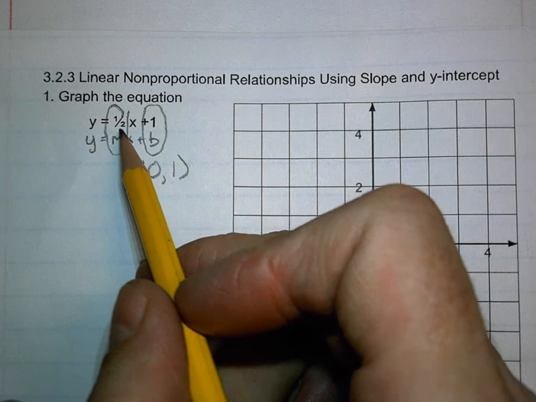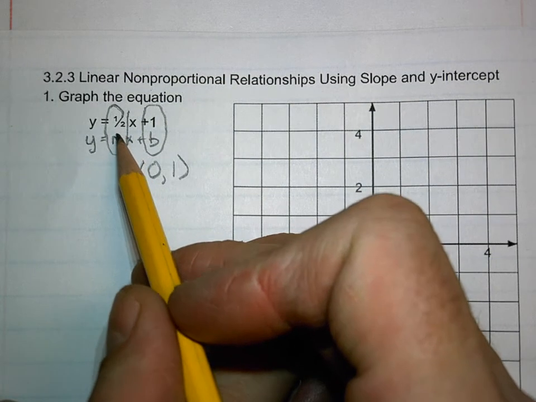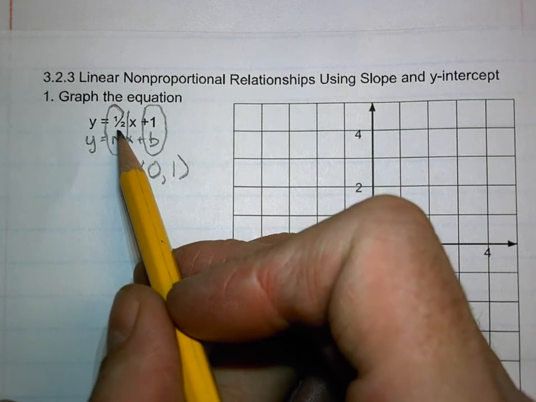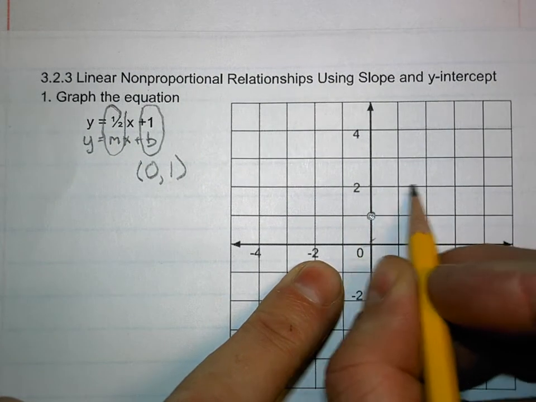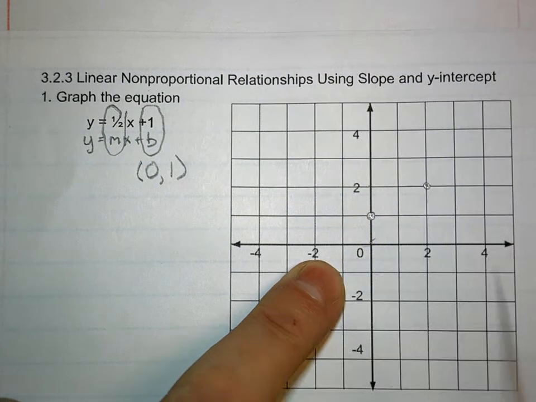So, now this one's already a fraction. Rise over run, how far does it rise? 1. How far does it run? 2. So we rise 1, and we run 2. And there's our next point.